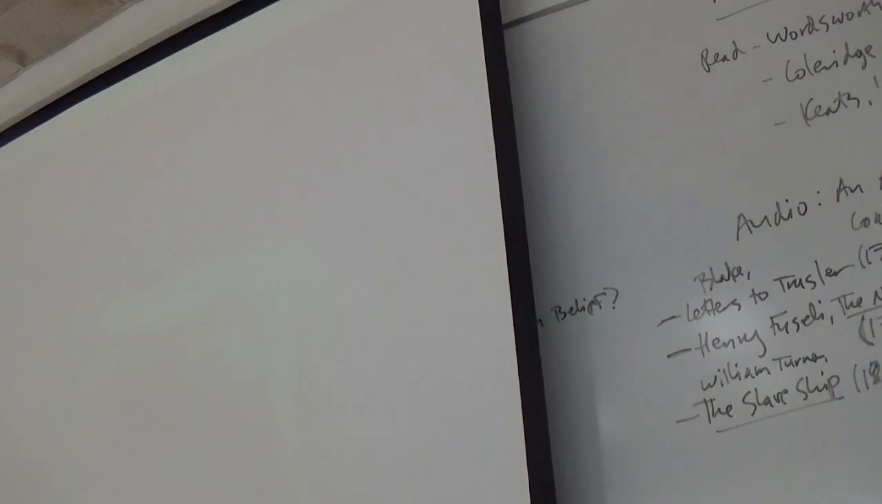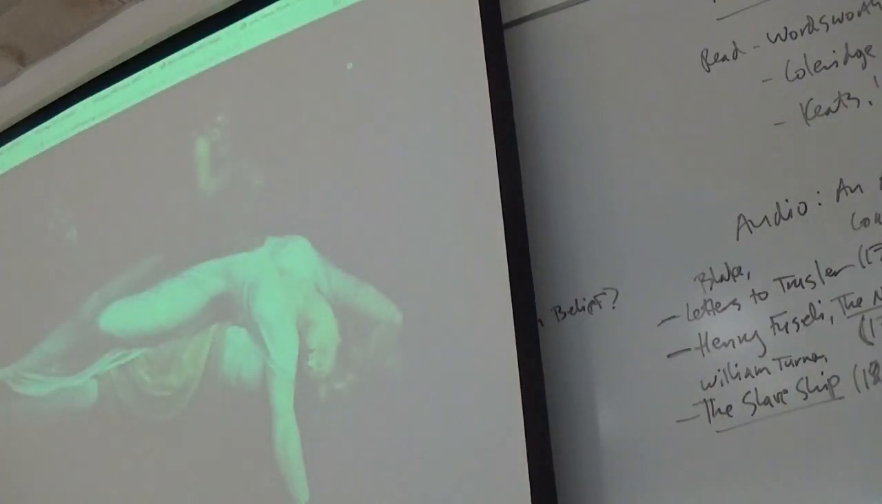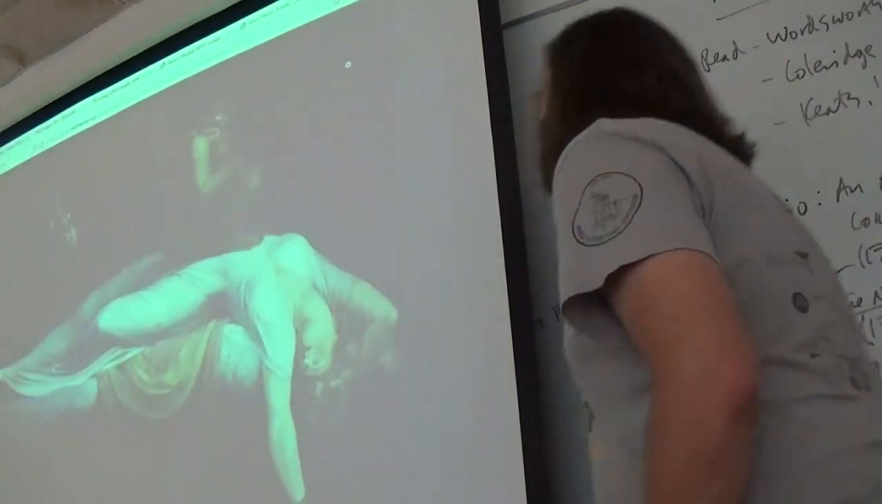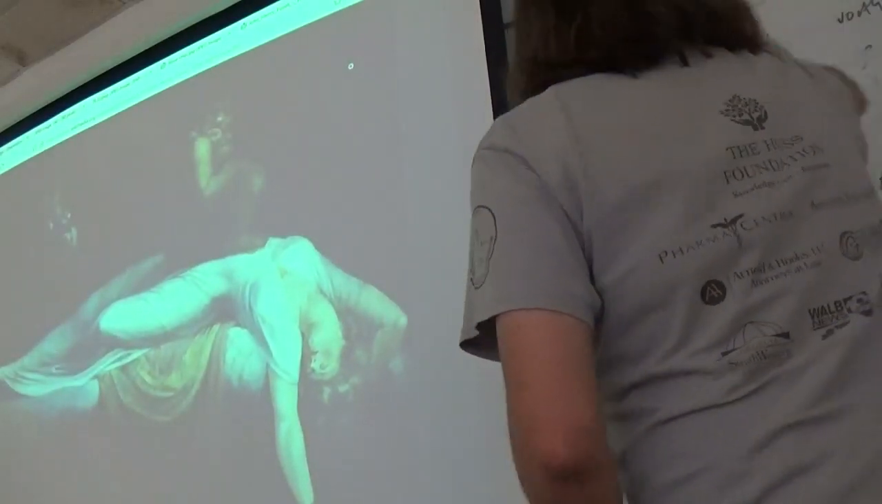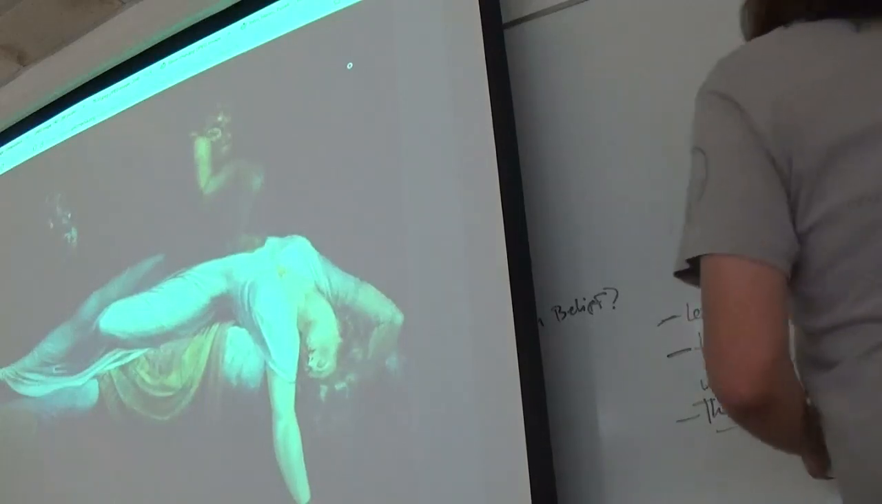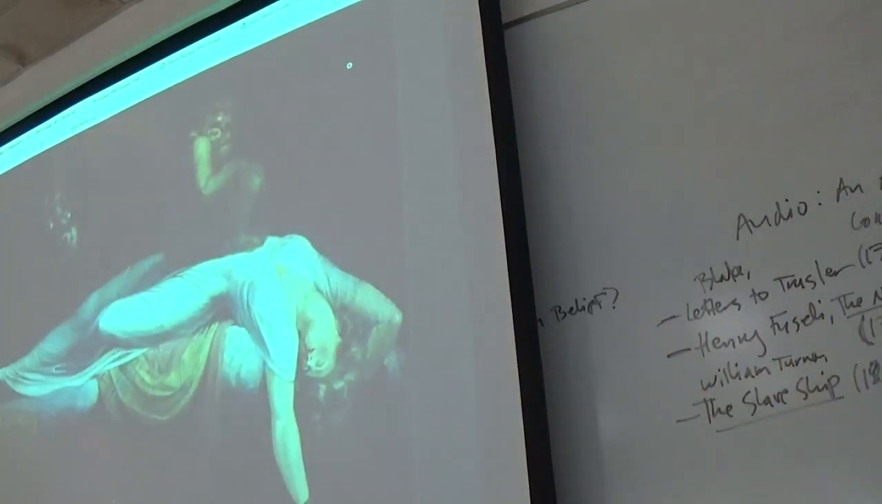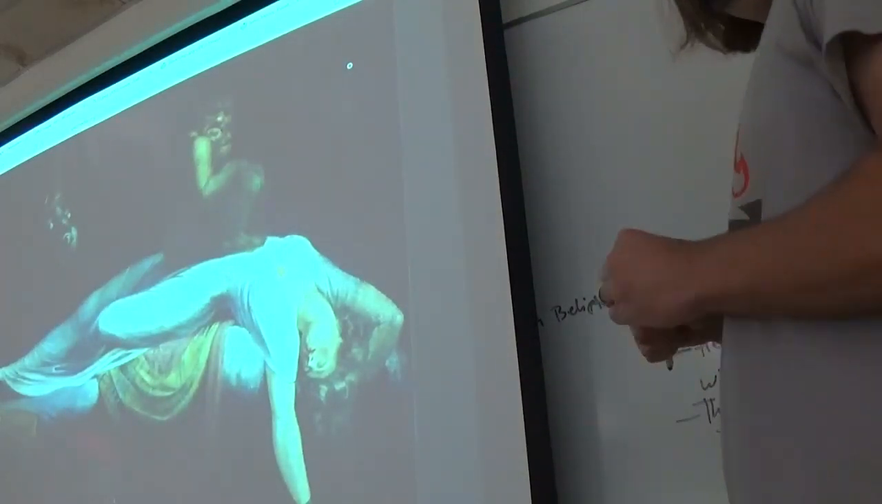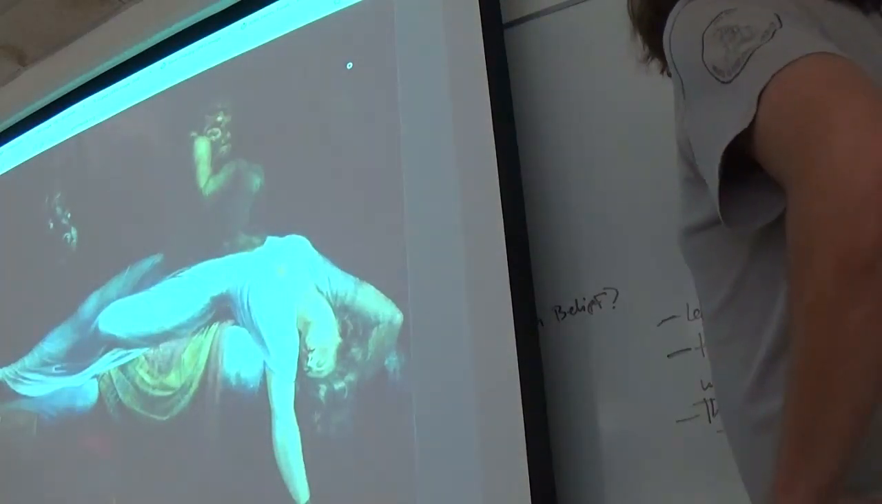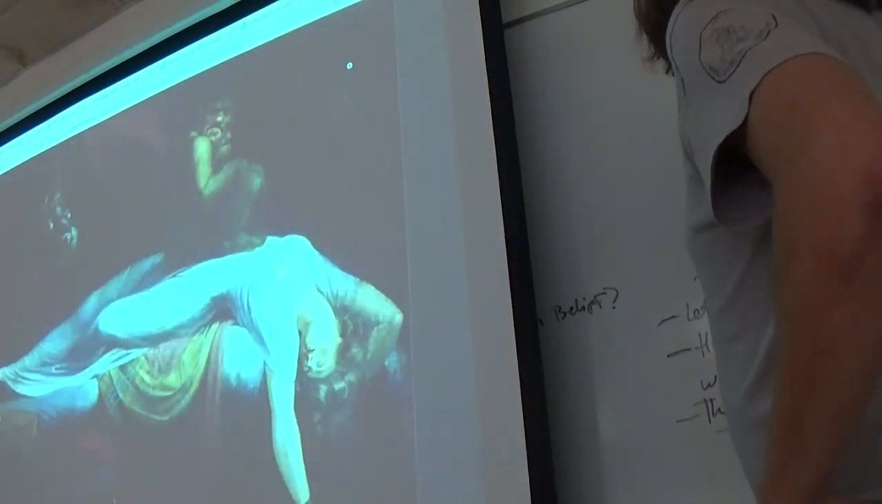Okay, so we'll start with The Nightmare. And one of the things that makes this particularly interesting is the way it demonstrates the reaction against neoclassicism. Now, we talked about neoclassicism last time. Does anyone remember, or could maybe consult your notes about what neoclassical art was about? Balance, harmony, rationality, yes.